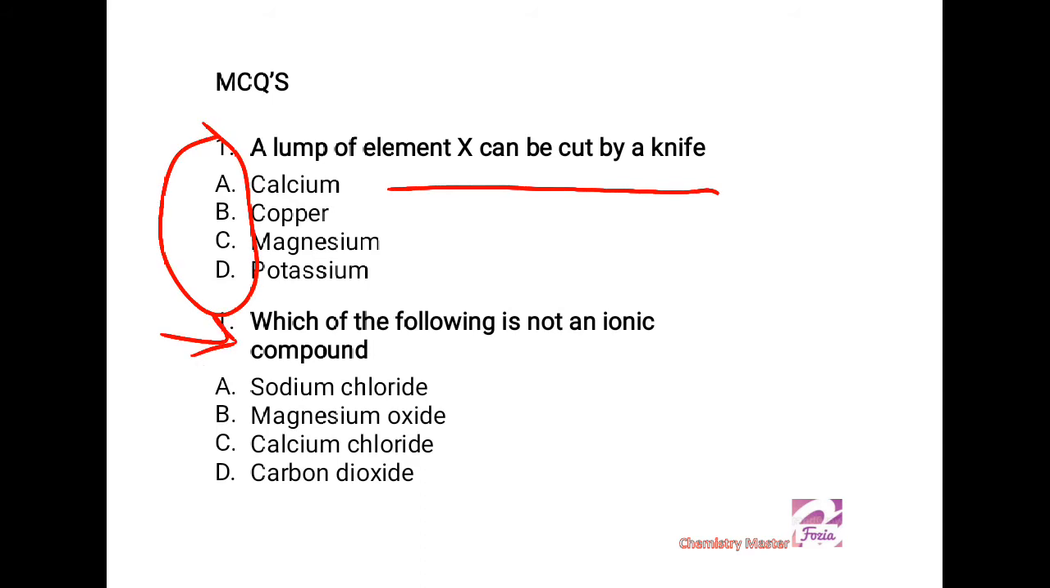The next MCQ is, which of the following is not an ionic compound? Ionic compounds consist of ions, and they are always formed when metals combine with non-metals. But when we see the composition of carbon dioxide, both of the bonding elements are non-metallic, so it is not an ionic compound.